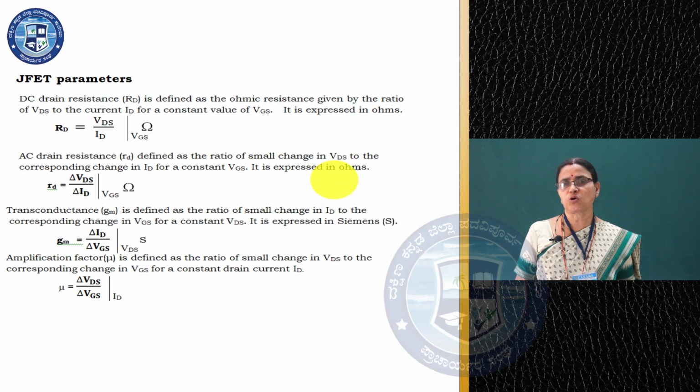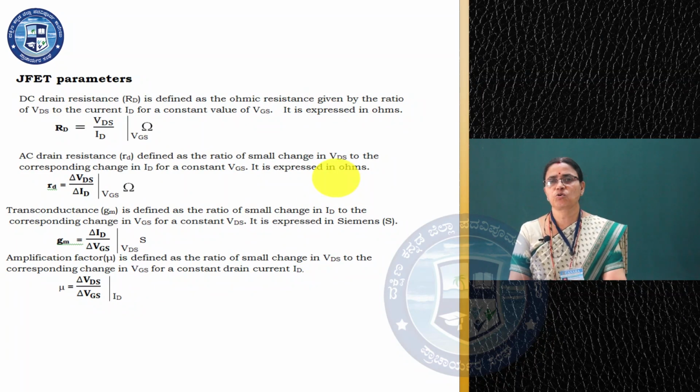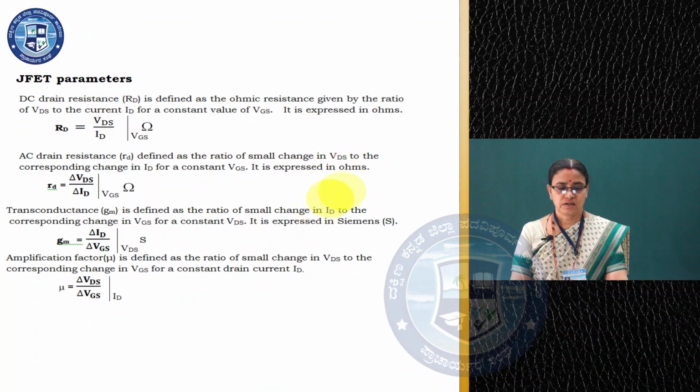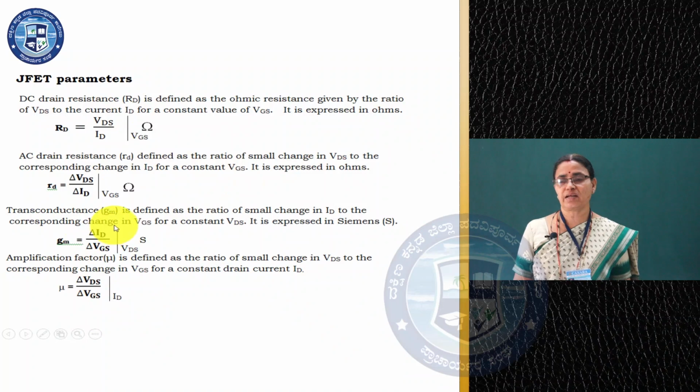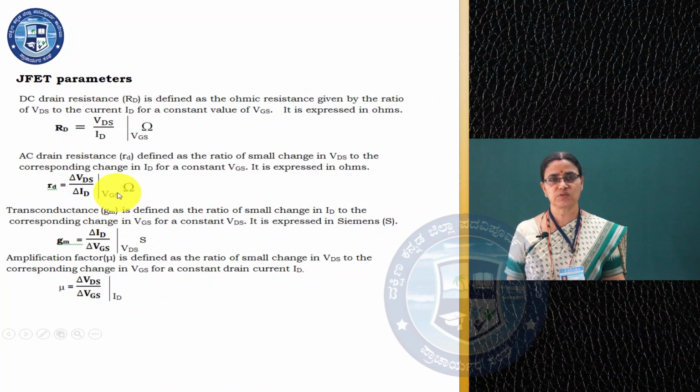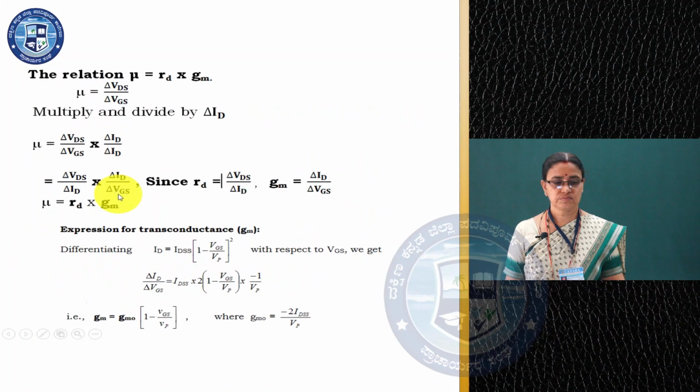Next one, transconductance, GM. It is the ratio of small change in ID to the small change in VGS when VDS is constant. Here the unit is Siemens. And amplification factor, that is mu, is equal to delta VDS by delta VGS when ID is equal to 0. All the 4 parameters are very important, both expressions as well as definitions.